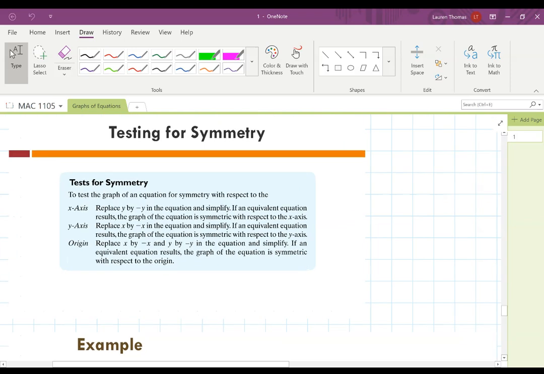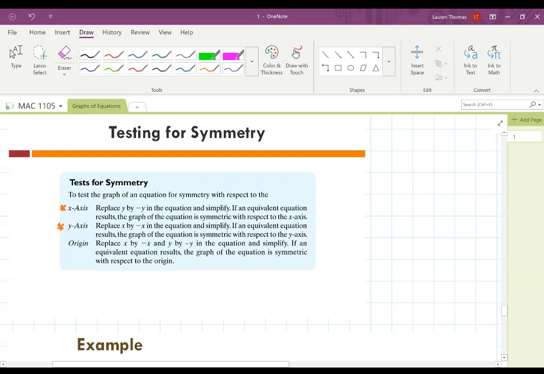Okay, so if you are testing to see if your graph is symmetric with respect to the x-axis, the first thing you're going to do is replace y with negative y in the equation and simplify. If an equivalent equation results, the graph of the equation is symmetric with respect to the x-axis. Okay? If you are asked to test if your graph is symmetric with respect to the y-axis, you're going to do the opposite. You're going to replace x with negative x in the equation and simplify. If an equivalent equation results, the graph of the equation is symmetric with respect to the y-axis.